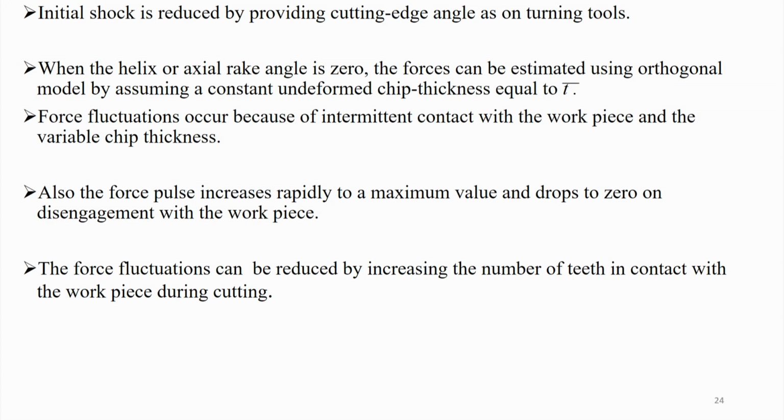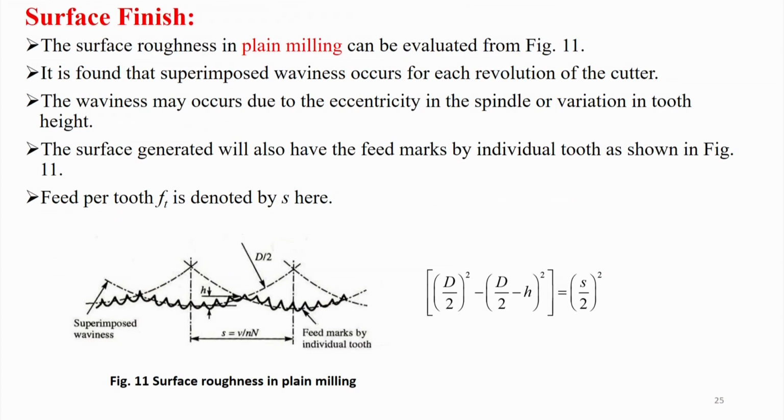Force fluctuation occurs because of intermittent contact with the workpiece and the variable chip thickness. Also, the force pulses increase rapidly to a maximum value and drop to 0 on disengagement with the workpiece. Force fluctuation can be reduced by increasing the number of teeth in contact with the workpiece during cutting. Now, let us discuss something about the surface finish.